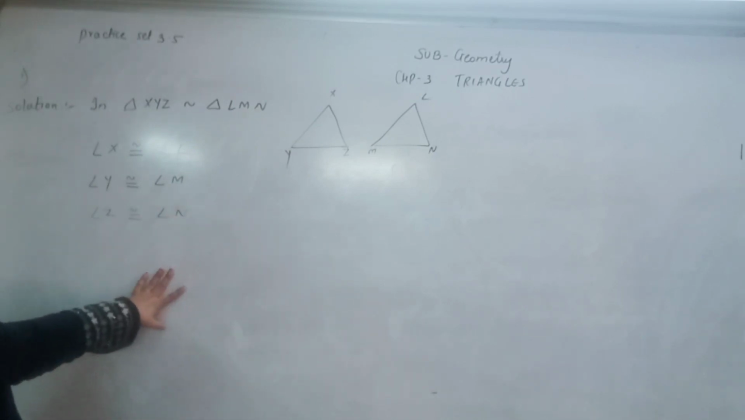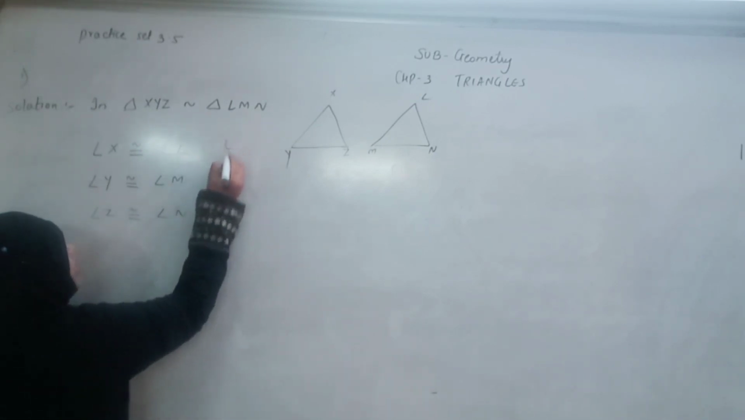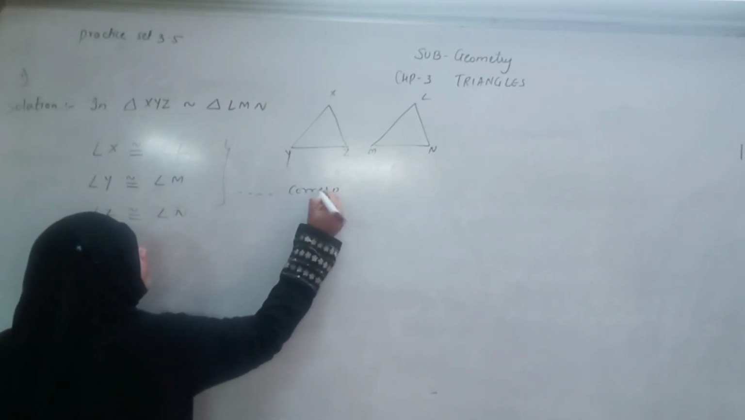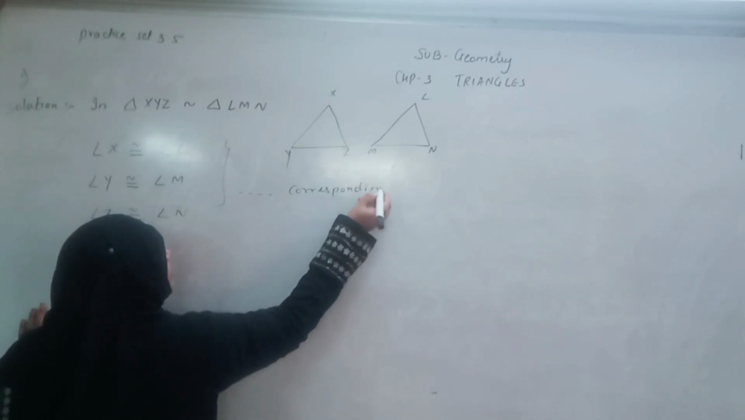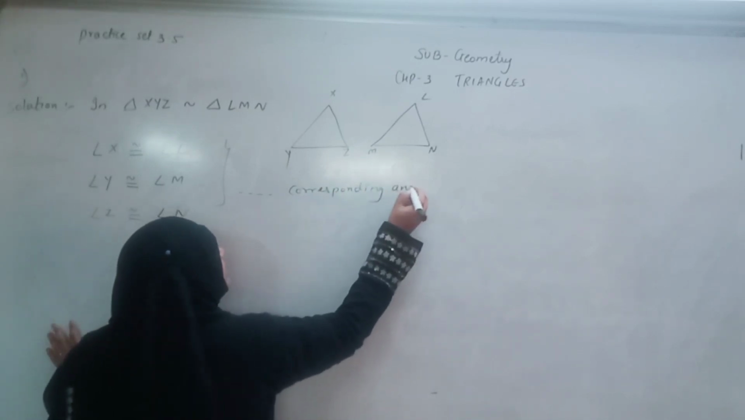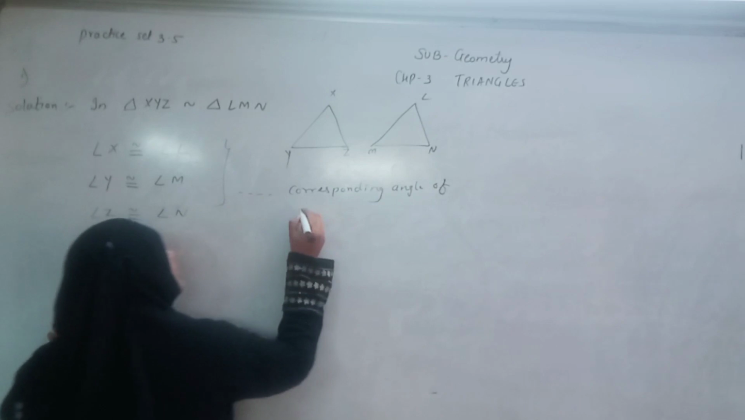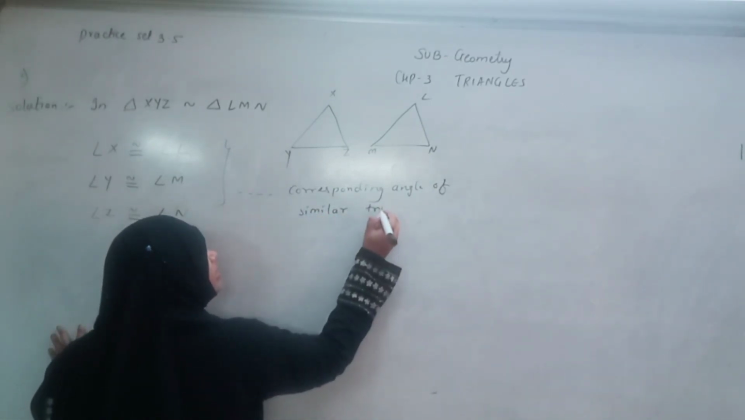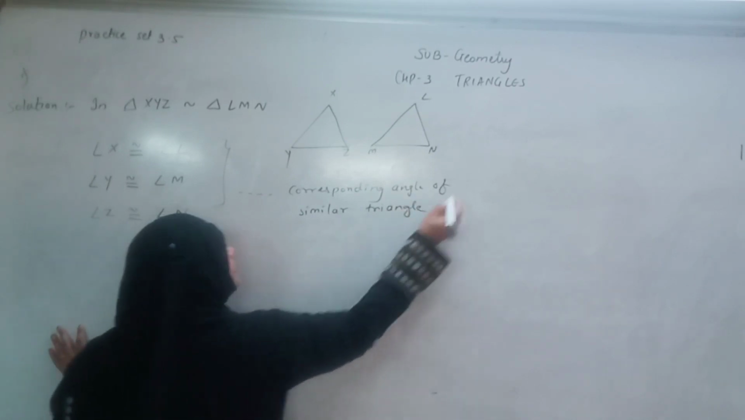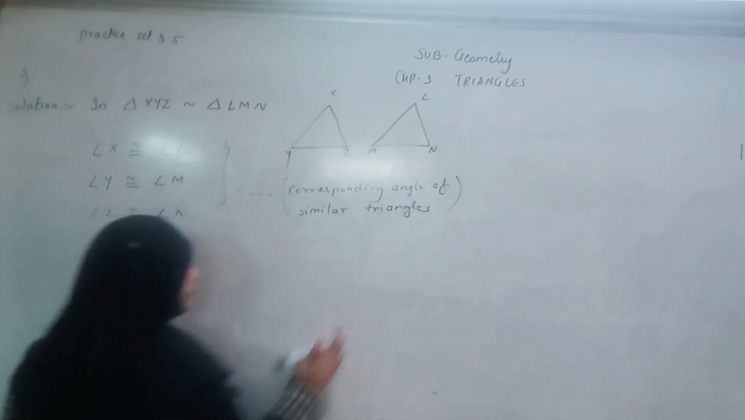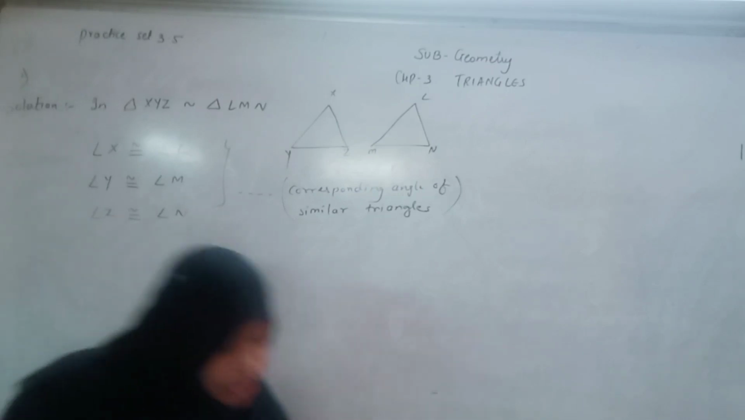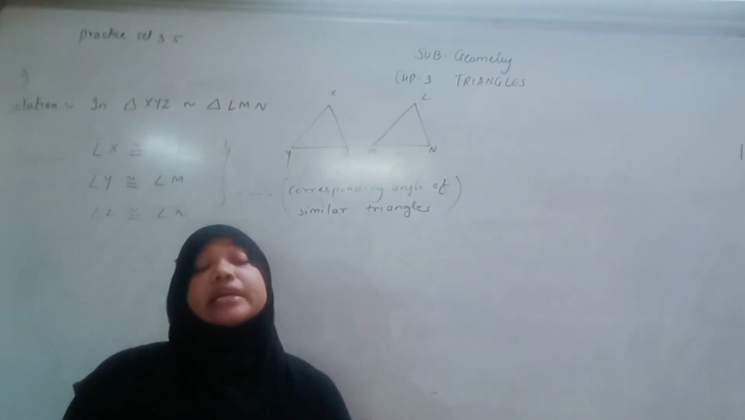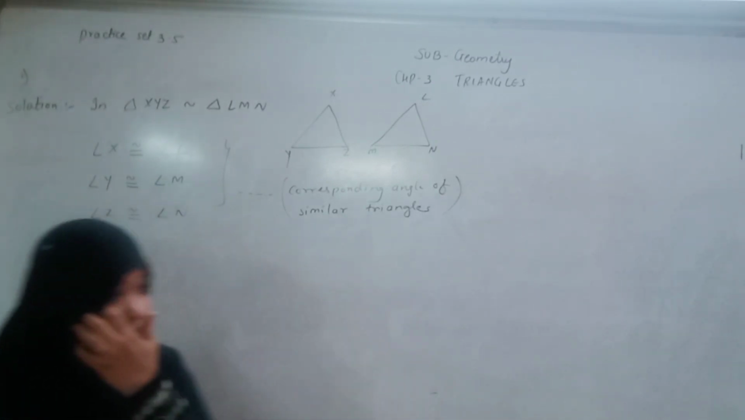Then this is all what, beta? These are all corresponding angles of similar triangles. Understood beta? Now the next question, what is the question asking us to do? Next we have to answer the ratio of the corresponding sides.